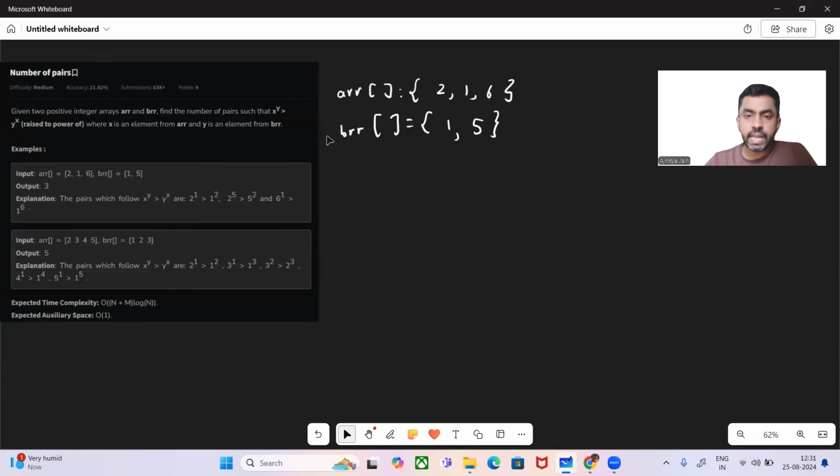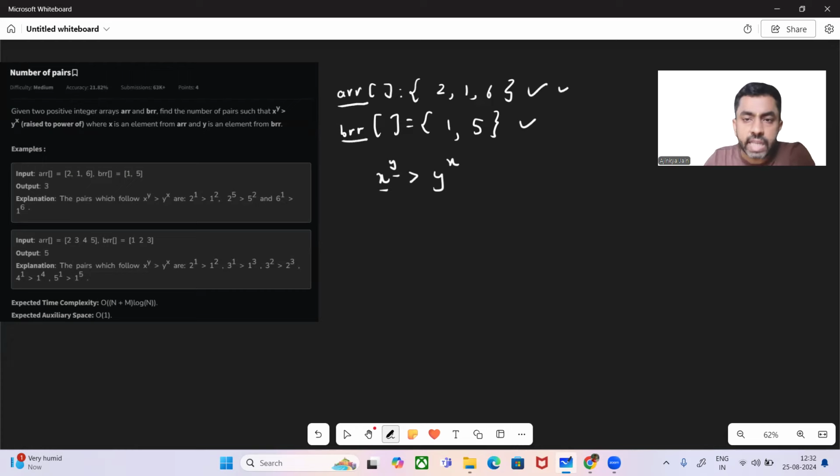So let's see today's problem, number of pairs. The problem says we'll be given two arrays, ARR and BRR. We want to find the number of pairs such that X to the power Y is greater than Y to the power X. And what is X? X is the element from the ARR array and Y is the element from the BRR array.